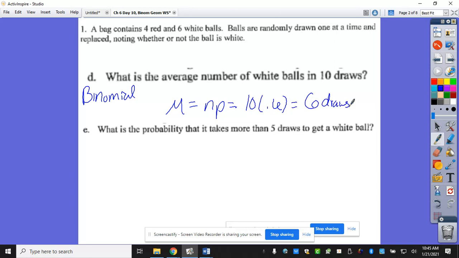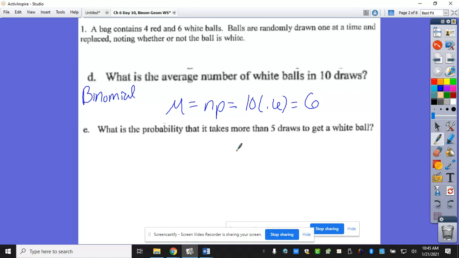And then our units would be white ones, right? Yeah, I just feel weird writing that word. So it really should be balls there, but we'll just not write it for right now because that's weird.